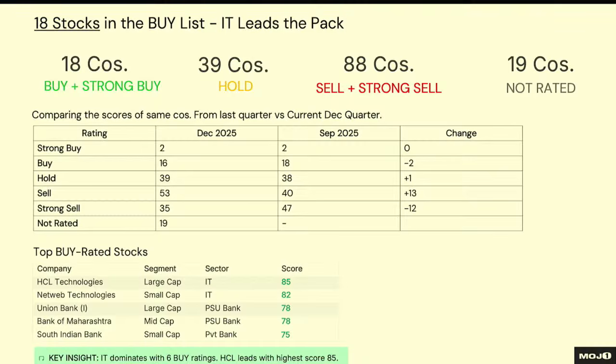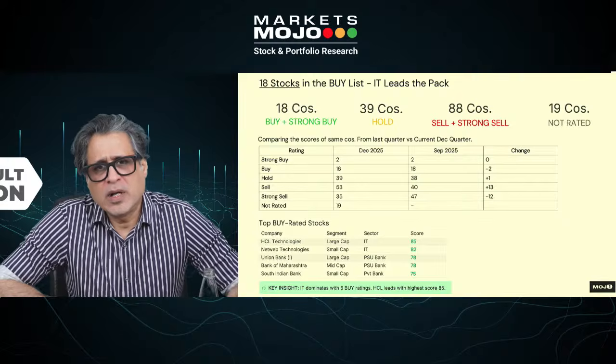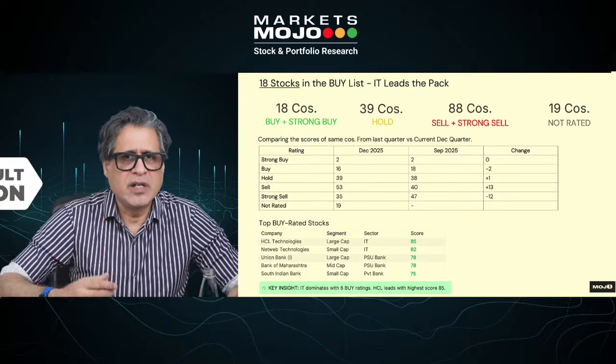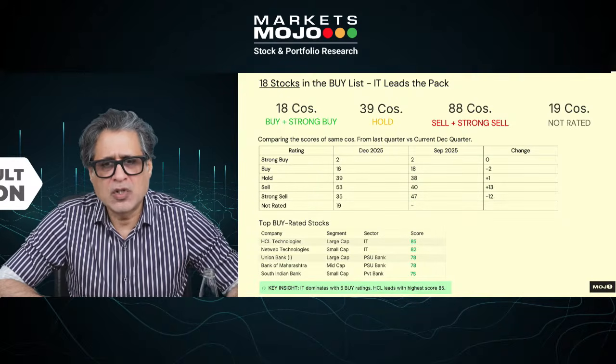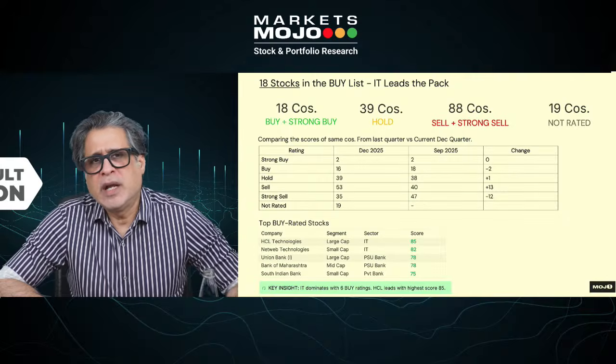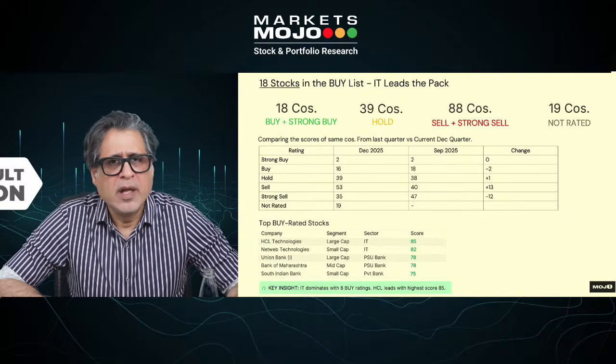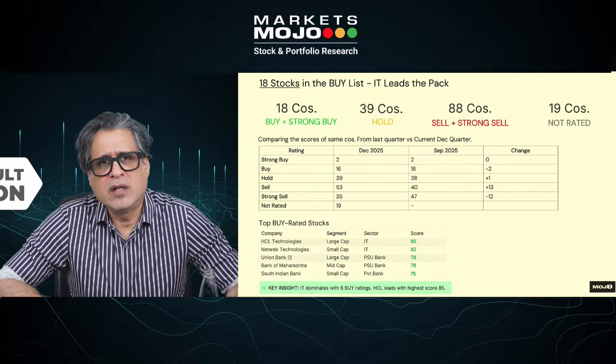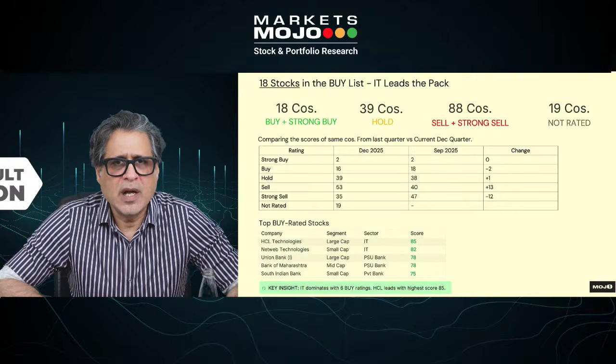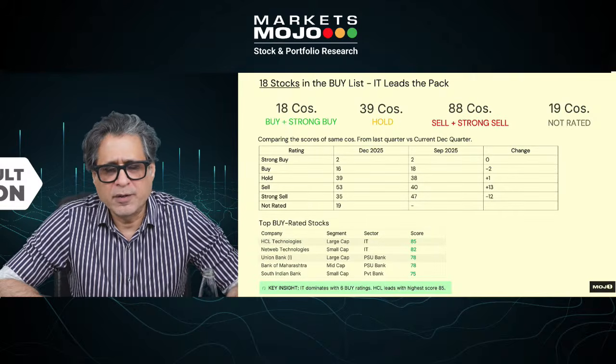All right, let's talk some companies here. Out of these companies, 18 companies out of the 164 are today in the buy and strong buy categories. The ratings have changed and they are now in buy and strong buy. 39 in the hold category, 88 companies are in sell and strong sell categories, and 19 companies are not rated.